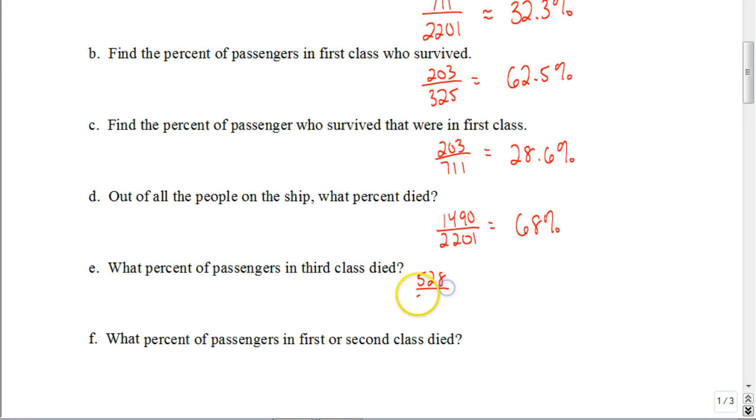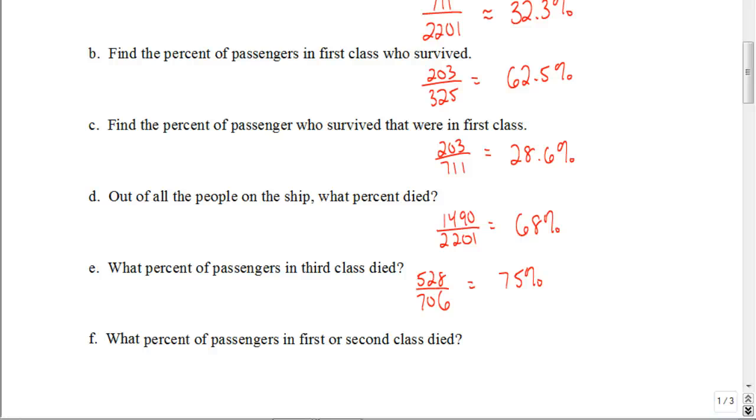And when you change that to a percent, we get 75% of third-class passengers ended up dying. Or you could say the flip side of that, 25% in third class survived versus those that were in first class that survived. There were 28.6%, I'm sorry, 63% in first class that survived.